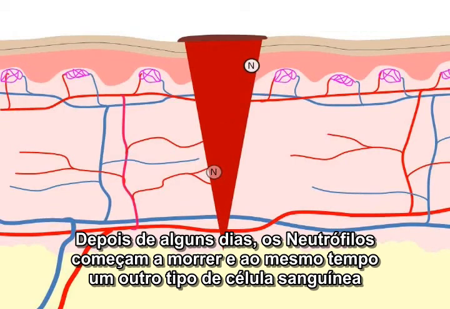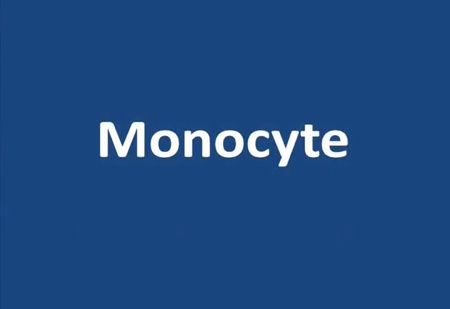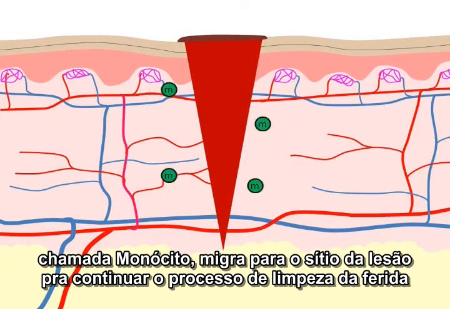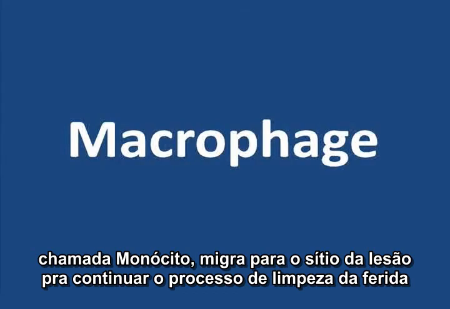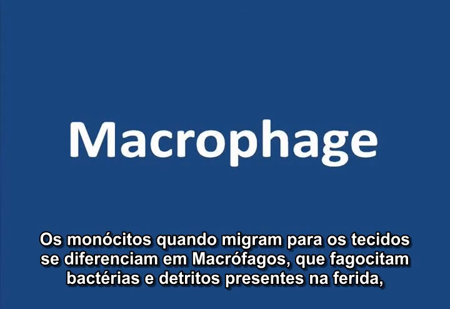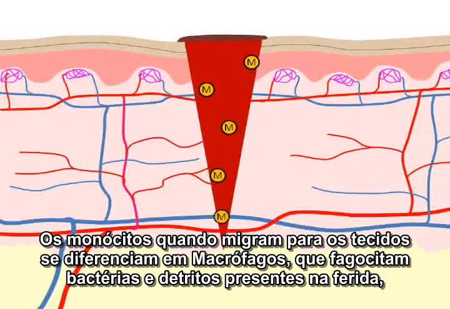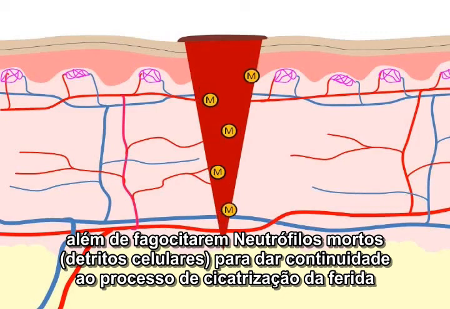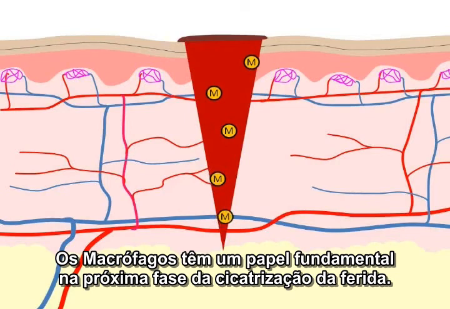At the same time neutrophils are dying off, a different type of white blood cell called a monocyte migrates from the bloodstream to continue the cleanup process. Monocytes mature into macrophages and not only continue to engulf and digest bacteria and debris, but they also engulf and digest the dead neutrophils. These cells remain in the wound, continuing to engulf and digest cellular debris as the healing process moves forward.